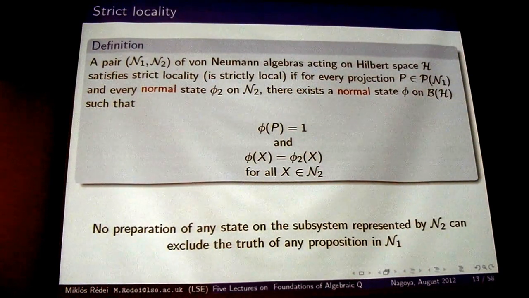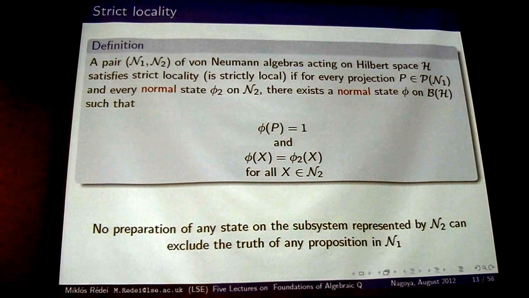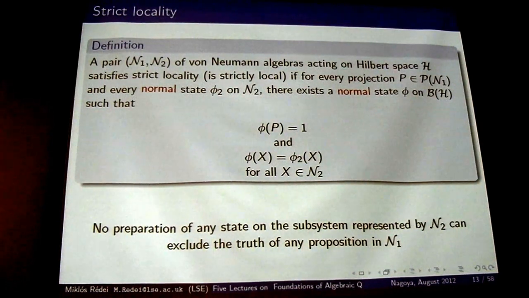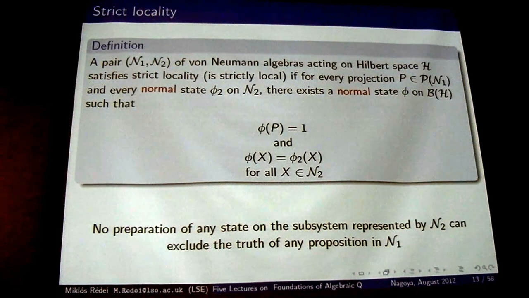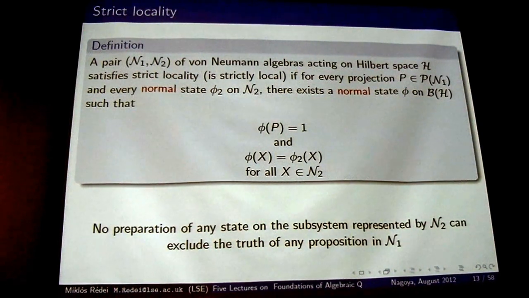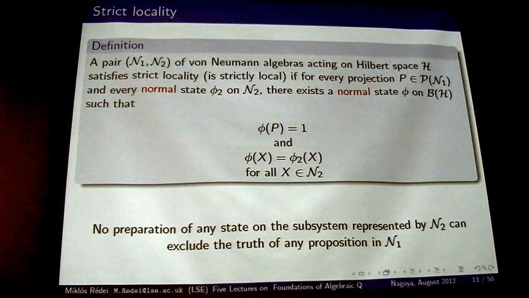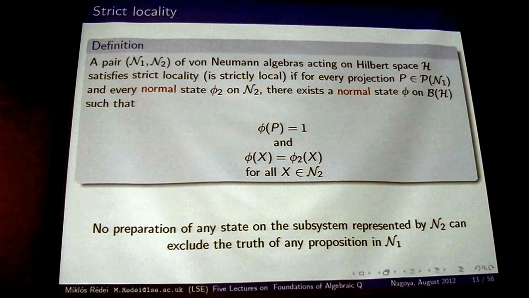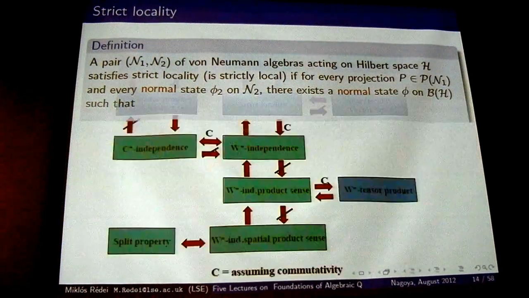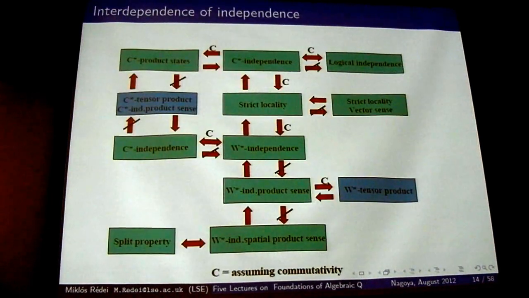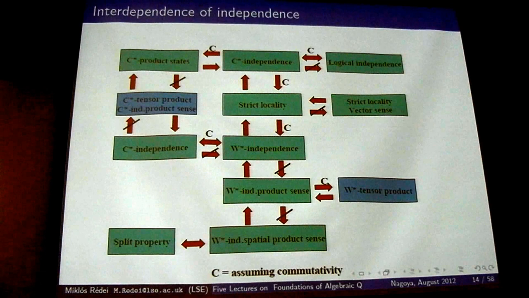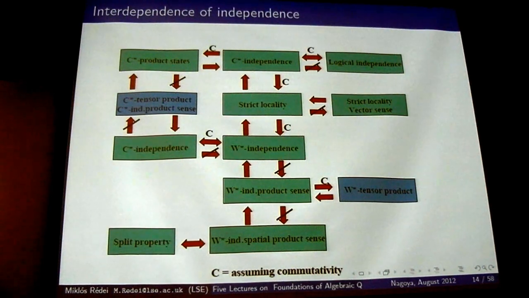So there are two systems. You make a statement about, say, the value of an observable on one system, and you fix a state on the other. Then there will be a state of the large system which makes that proposition true and coincides with that state on the other. All right, so you see the conditions are non-trivial. And then I have presented you with roughly 18 propositions.